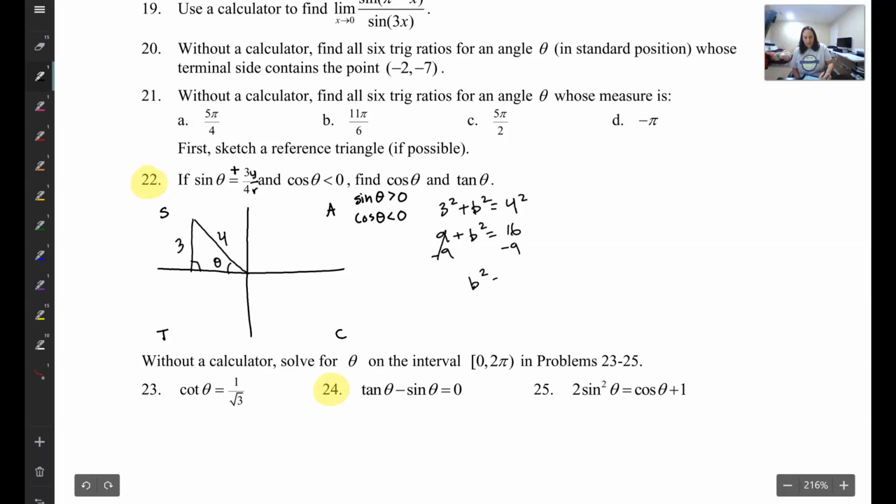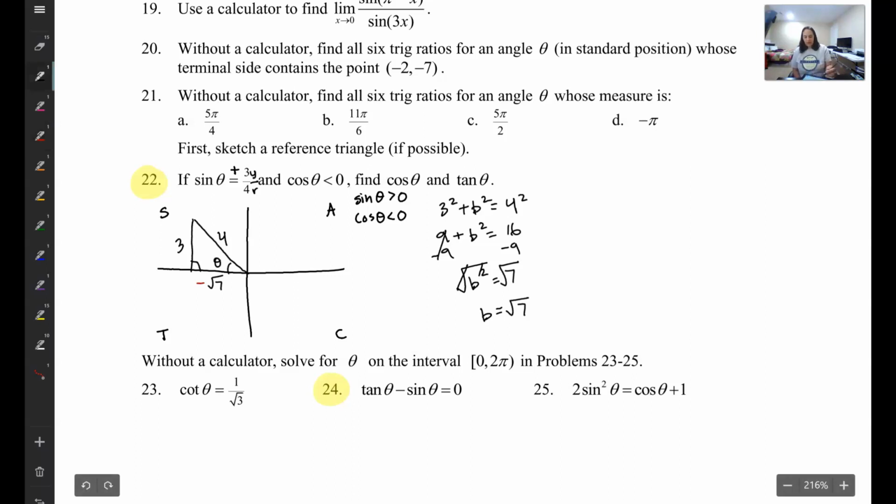So b squared equals 16 minus 9, that's 7, right? Okay, yep, 7. Told you guys, I'm not good at the mental math. So b equals square root of 7. But this is in quadrant 2, so that is negative.